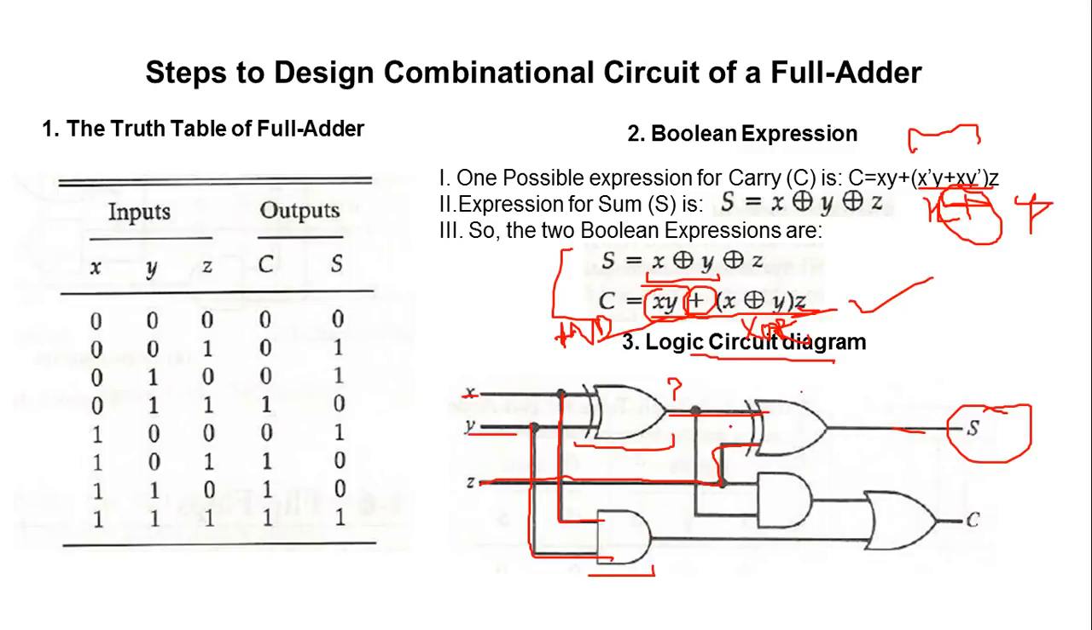Then I also need x XOR y. So x XOR y is already present here, so I need not draw it separately. What I have to do is its AND with the z, third input. So this value x XOR y is coming here, and it is going to be ANDed with this z value, and then will yield some result. This xy will come and we will do the OR of that for the carry.